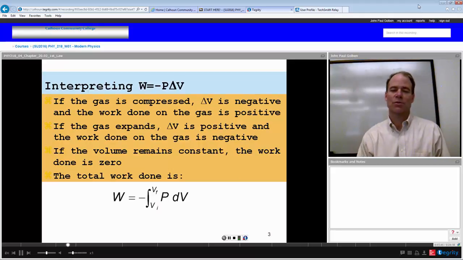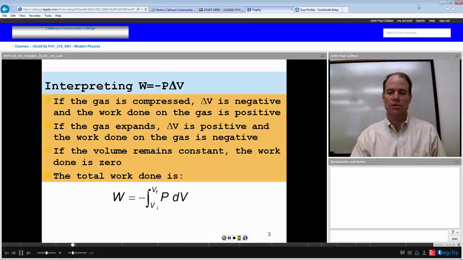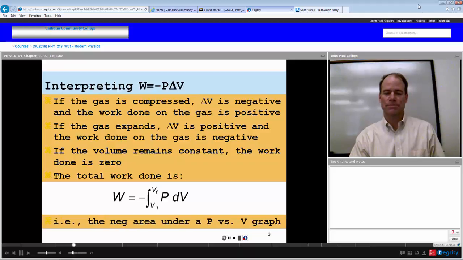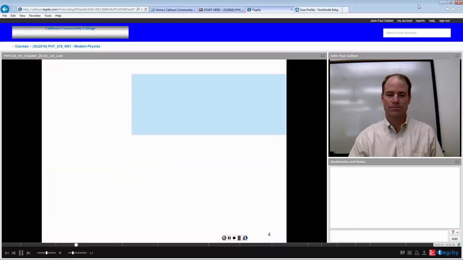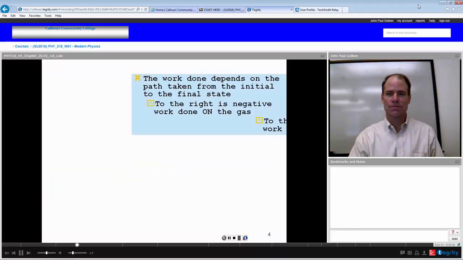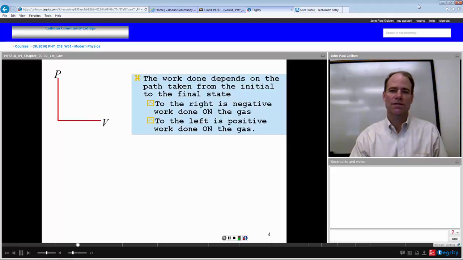In general, the total work done on the system and this gas is equal to the negative integral from initial to final volume of the pressure integrated with the volume. This would include a possibility that the pressure was not constant. It could actually change as we're going through this process. In this case, this work would be the negative area under a P versus V graph. The work done depends on the path taken from the initial to final states then, because it involves the area underneath this graph.